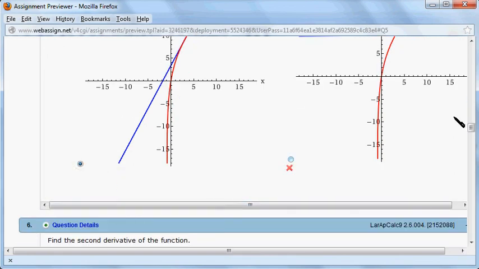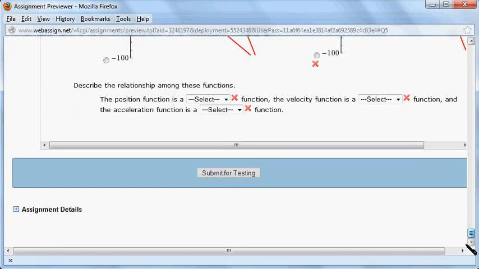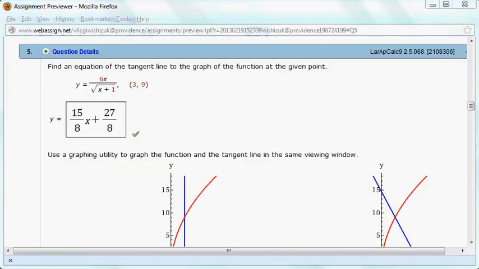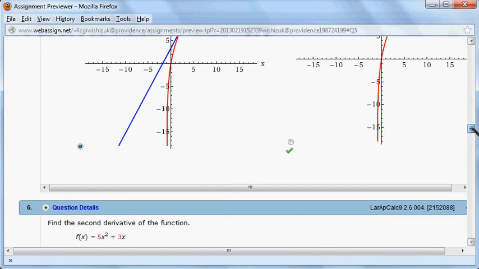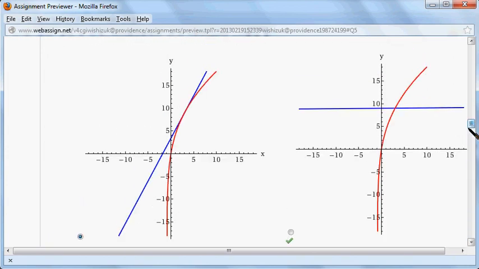So let's check the answers. It came back. We have the right equation for the tangent line, and we've chosen the right graph as well. That's it. I hope that this was clear.